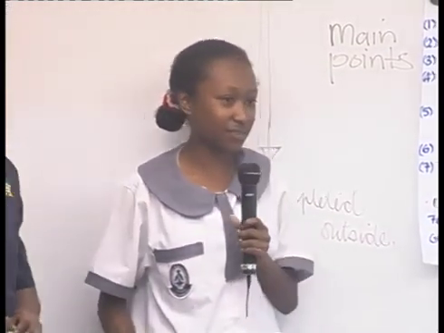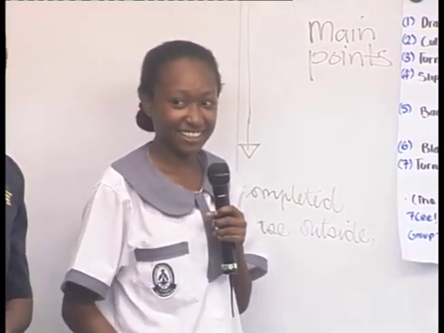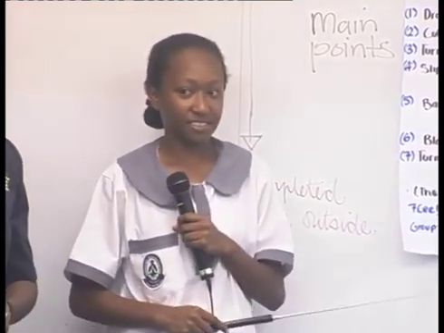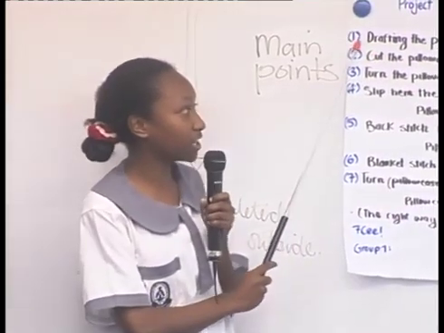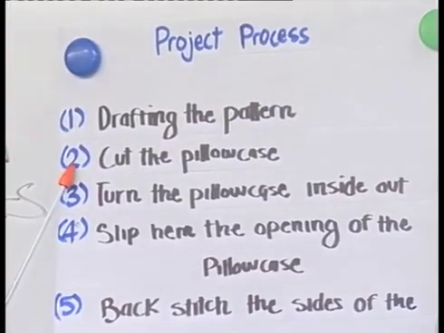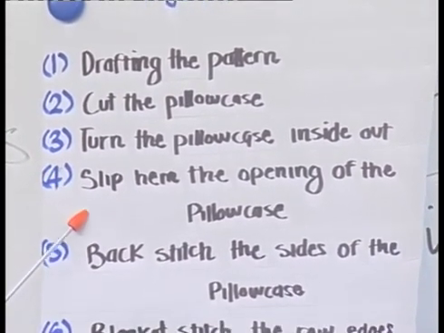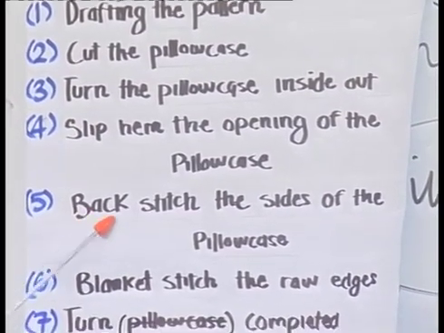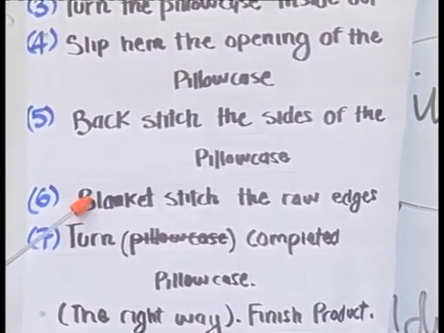Okay, if I can have every one of us looking, and we have Gima from group 1 to present to us the project process that group 1 has worked on. The first step, we begin with drafting the pattern, cut the pillowcase, turn the pillowcase inside out, slip hem the opening of the pillowcase, backstitch the sides of the pillowcase, blanket stitch the raw edges.